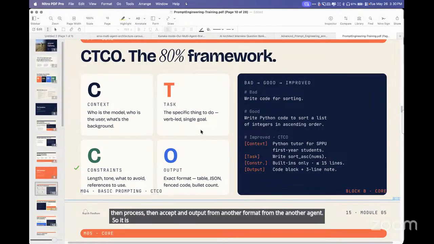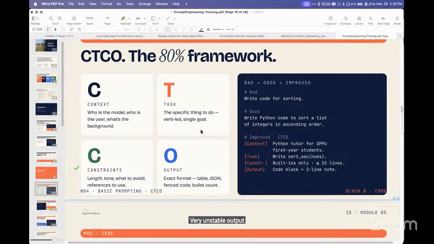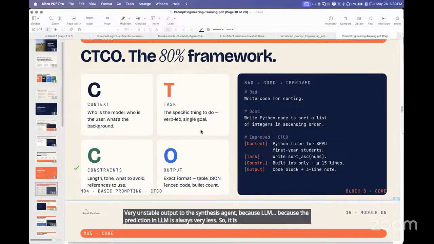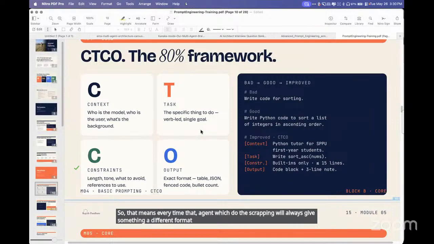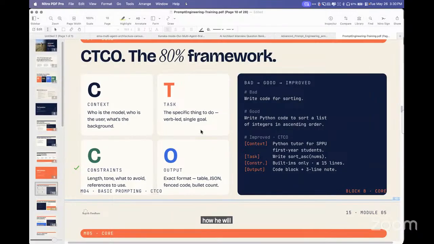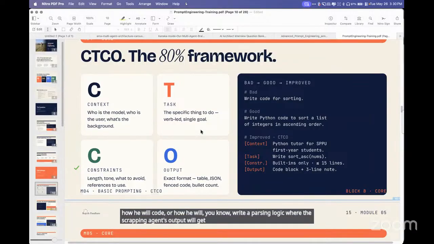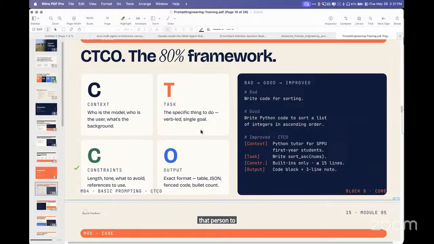So we are passing very unstable output to the synthesis agent, because the predictability of an LLM is very low. If we ask ChatGPT one question two times, both times we will get a different answer. That means every time, the agent which does the scraping will give something in a different format and pass it to the synthesis agent. Then the programmer coding that synthesis agent, how will he write parsing logic where the scraping agent's output gets parsed and converted into the question bank? It is very difficult for that person to code if the input keeps changing.